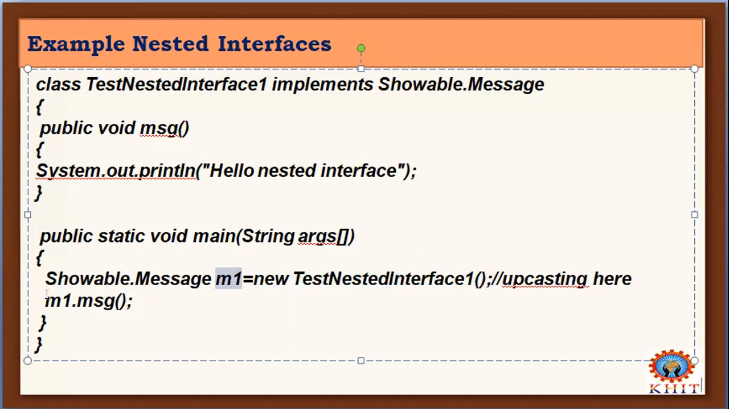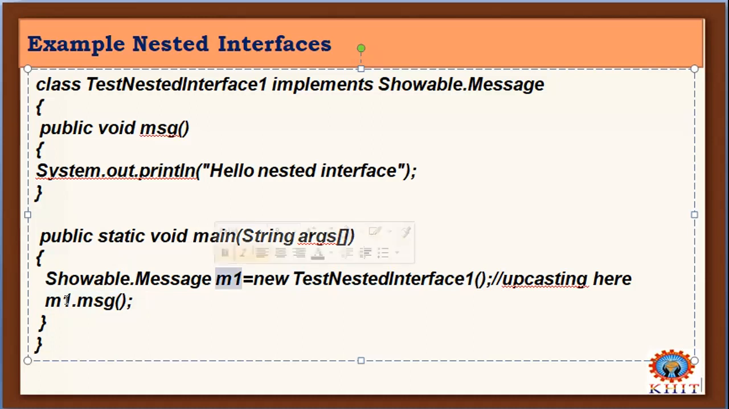So like that, I am calling m1.msg. What is m1? m1 is the reference variable for this total interface and its methods, and it is assigned to the class. All the methods of this class are assigned to the variable m1. So both the interface and the class together are assigned to this one variable m1.